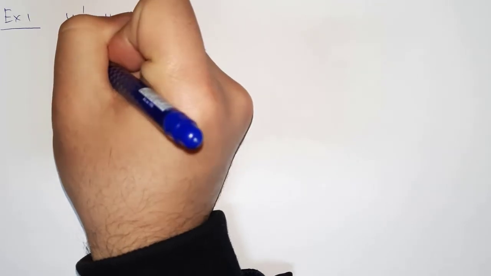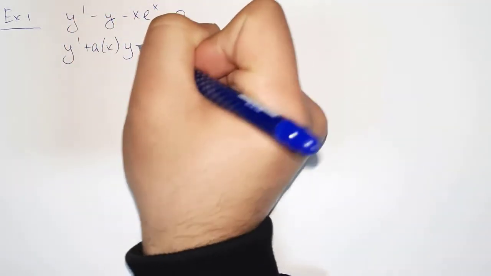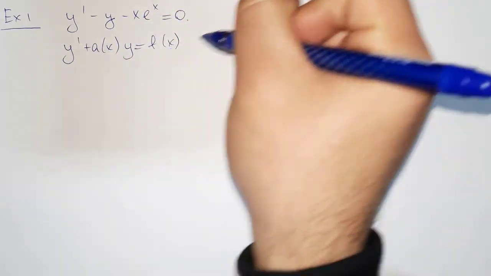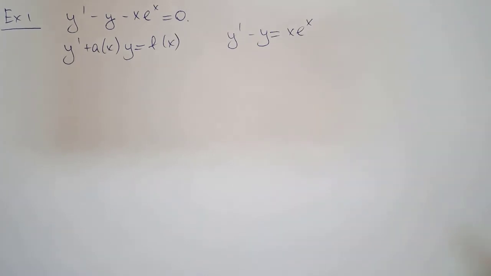What was our standard form? y prime plus a(x)y, one more time, let's recall it, is f of x. So in our case it will be y prime minus y is x e to the power of x. Our f of x is x e to the power of x. And now we solve this equation, using the integrating factor.